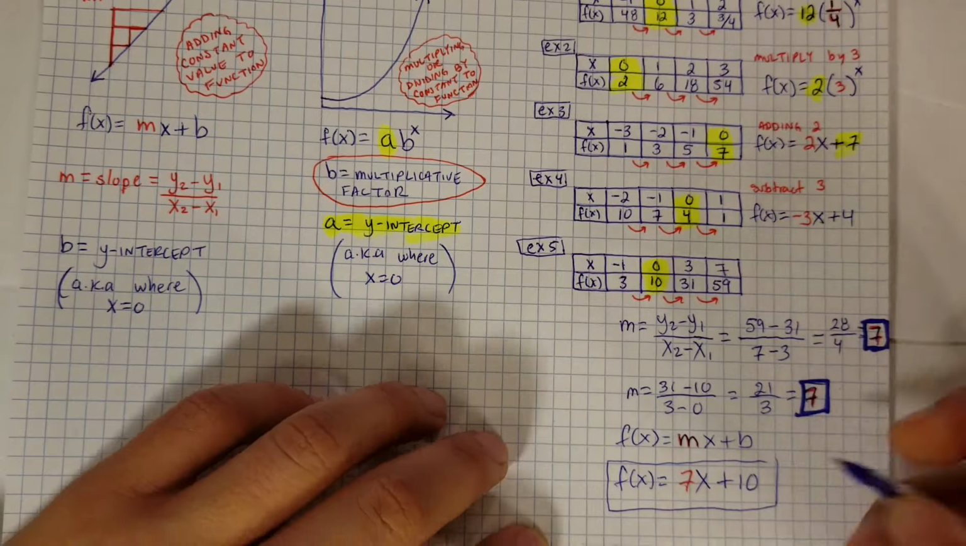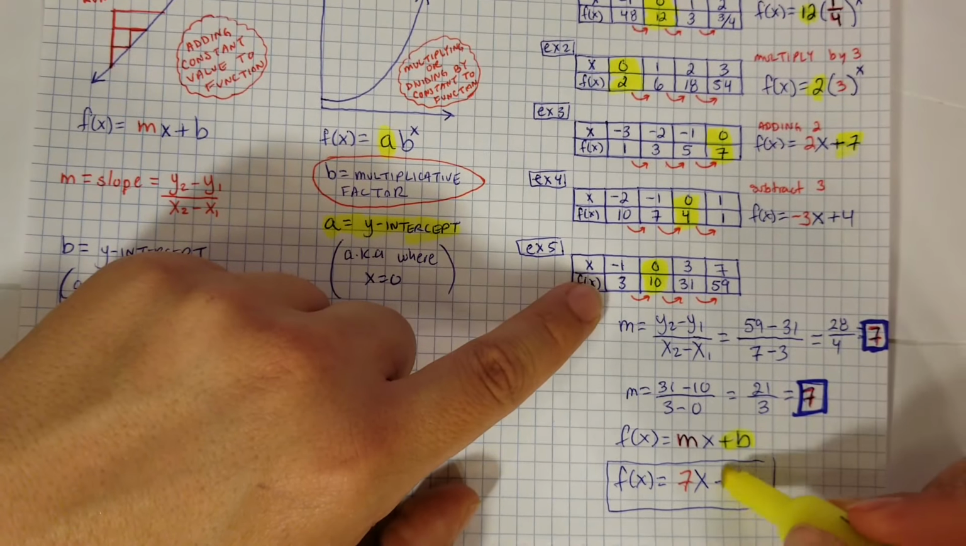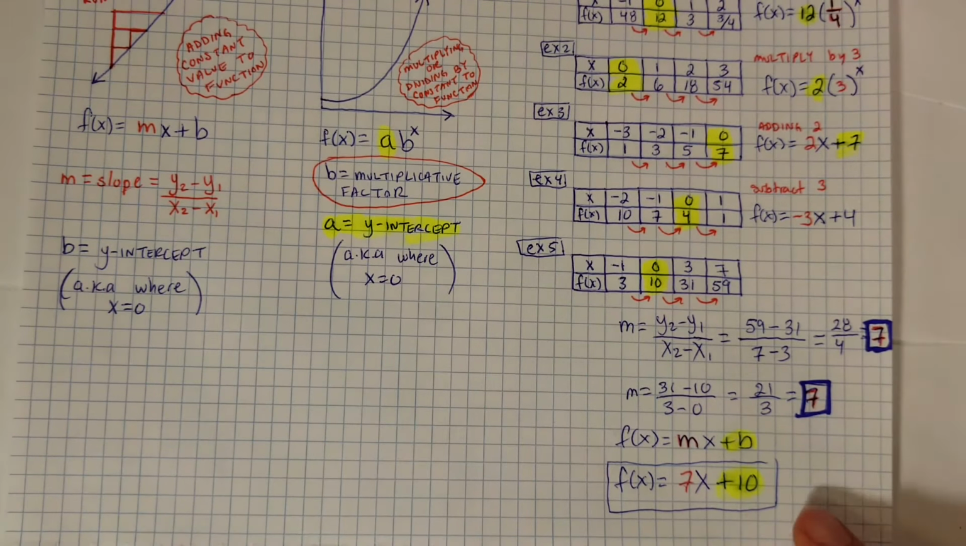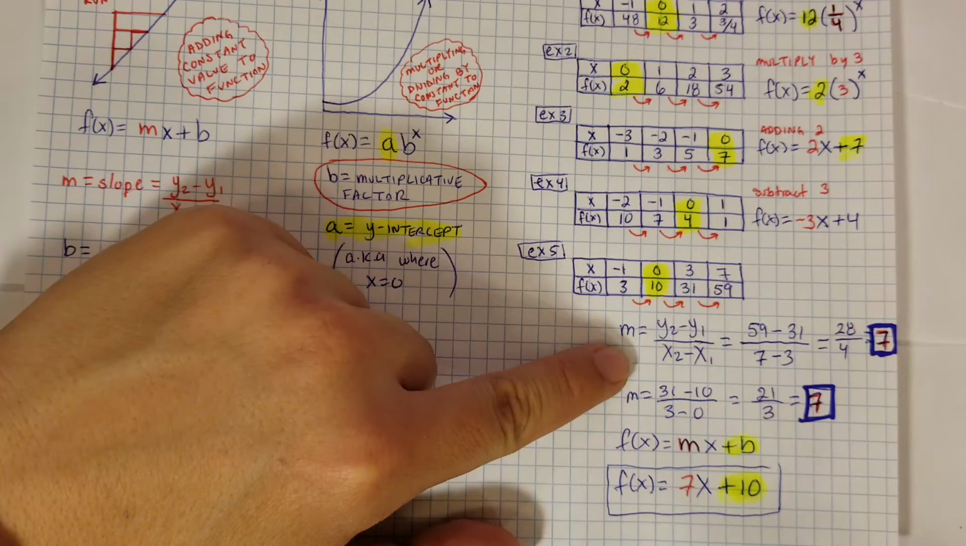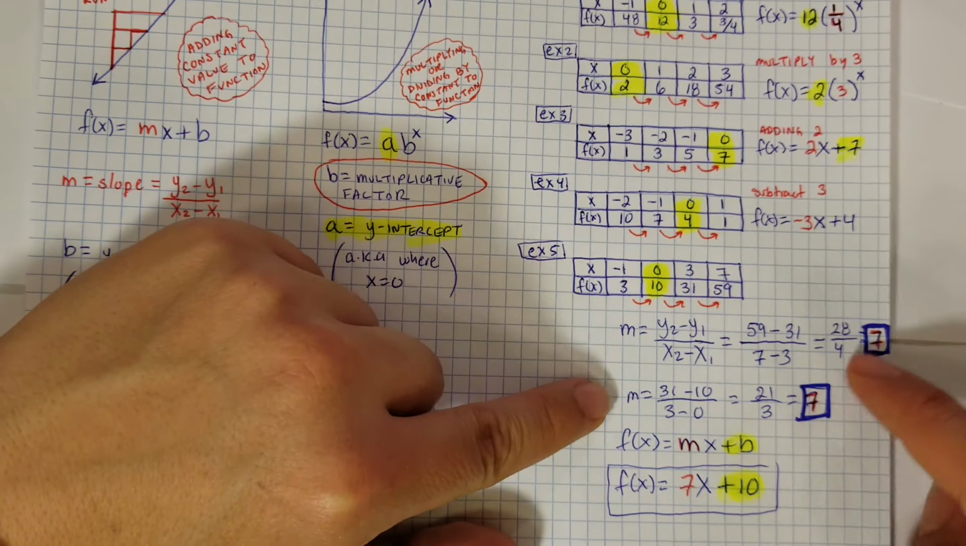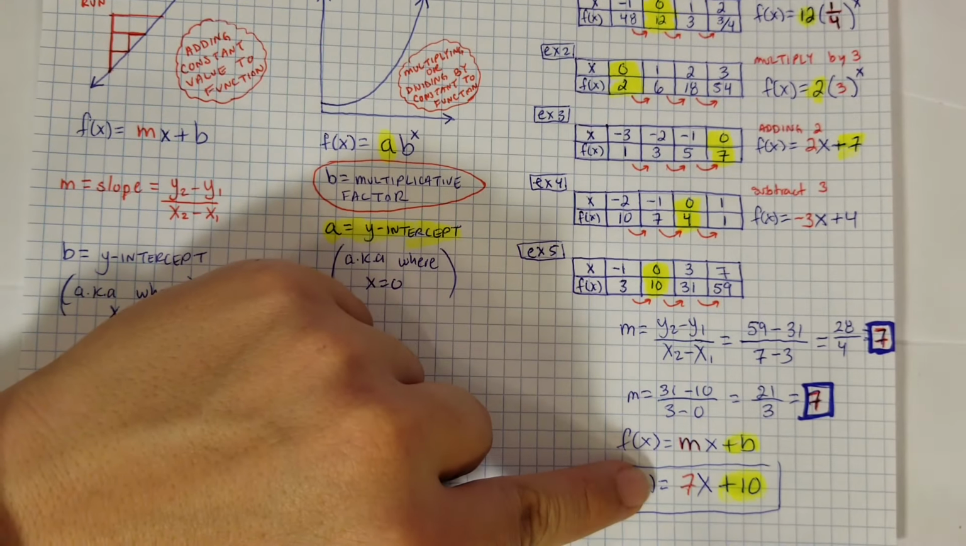So my final function for this table, that they were trying to trick us and confuse us because they give us some random numbers that we couldn't figure out the pattern of, we still figured out the pattern. So check the slope, any 2 points. If the slope is the same, then we know that it's a linear function. Right away we have our slope, put it in for the m, and then plug in your y-intercept as your b.